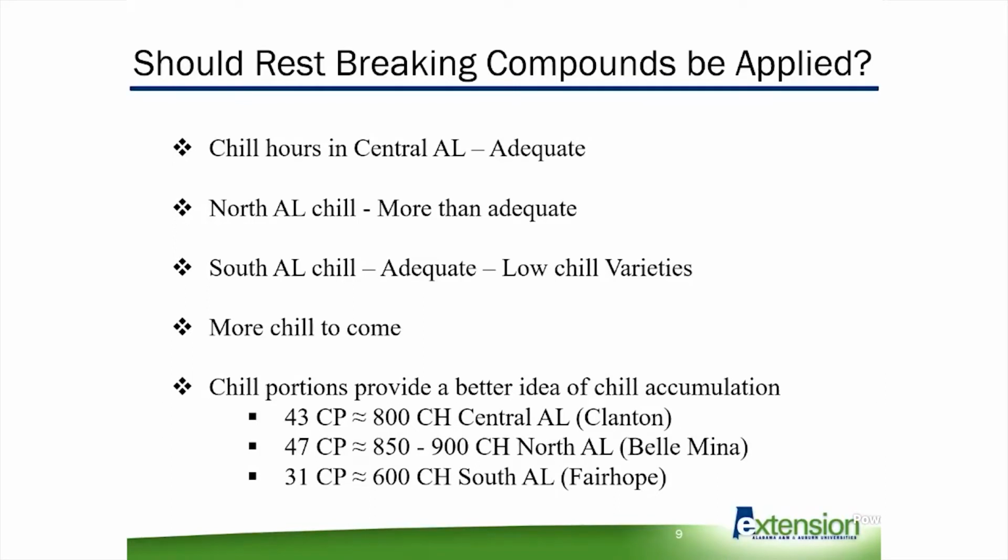So we typically like to have at least 800 to 850 chill hours going into February, by February 15th at a minimum. And if we look at Central Alabama, we have 43 chill portions, which is equivalent to 800. So we're essentially already there.